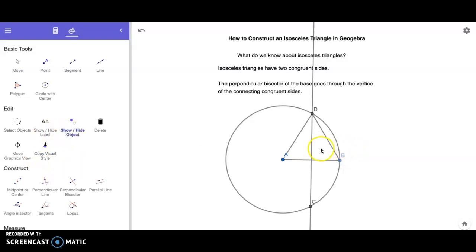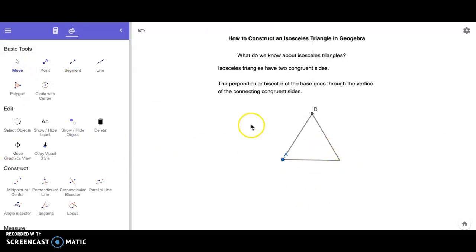And again, you can show and hide things. So you can hide the line, you can hide the circle. And when you click back on your mouse tool, you'll see that you still have this triangle that you can play around and move.